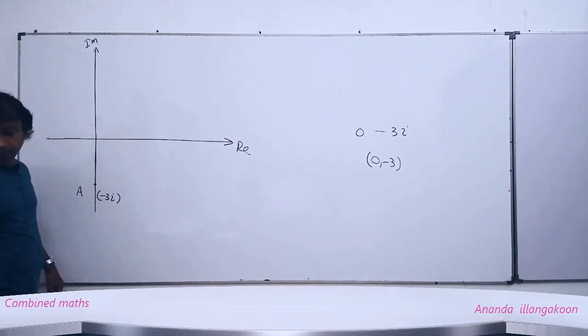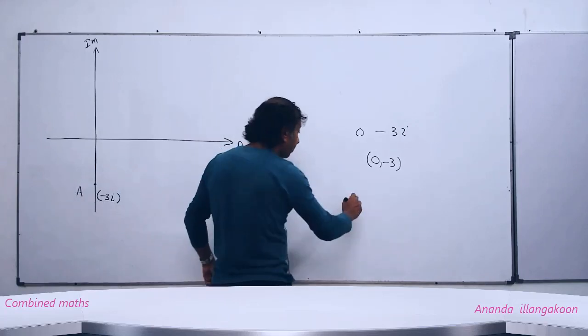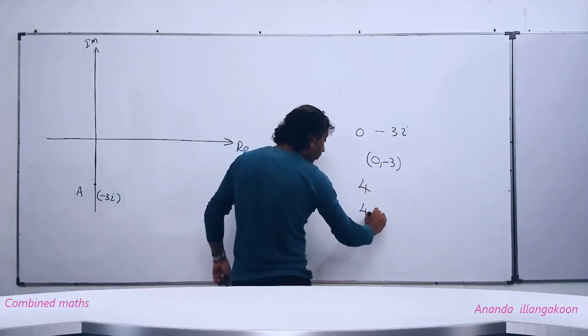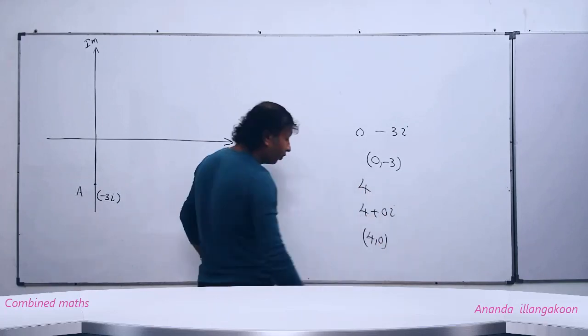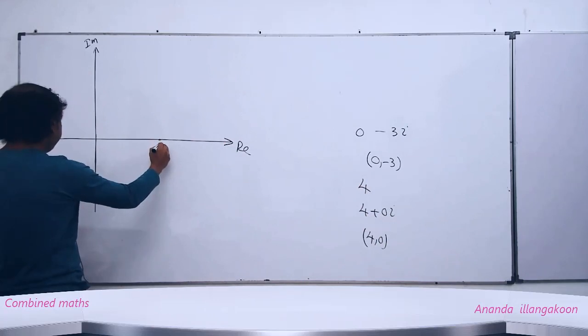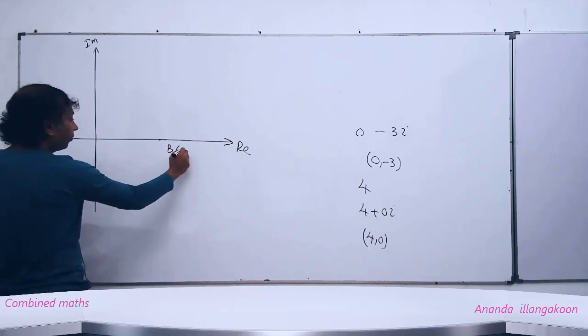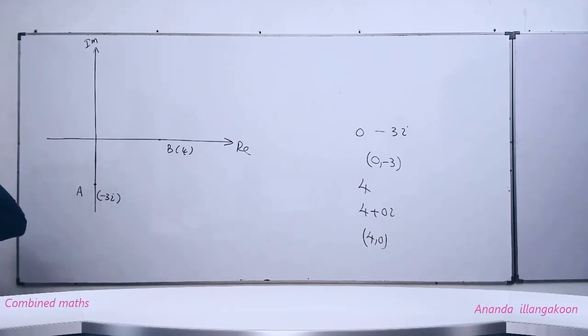A. B represents the complex number 4. Complex number 4 means 4 plus 0i. Then the corresponding point is (4, 0), here. This is B. Complex number 4. Right.